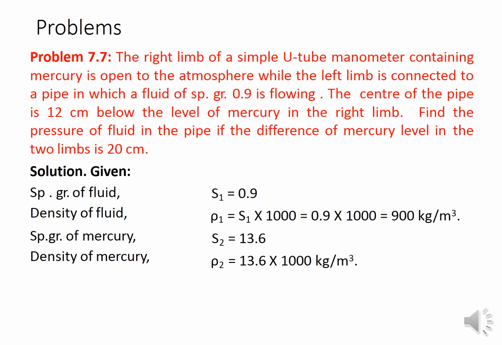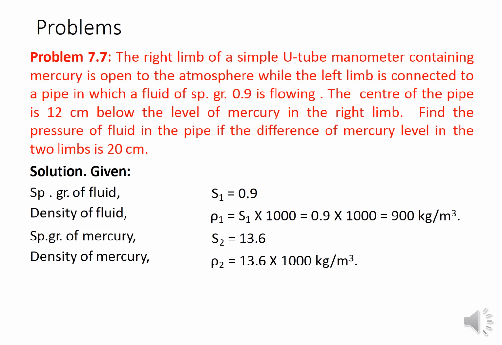Just we'll solve one problem. A right limb of a U-tube manometer containing mercury is open to the atmosphere, while the left limb is connected to a pipe in which a fluid of specific gravity 0.9. 0.9 is the specific gravity of a fluid which is in this pipe. The center of the pipe is 12 centimeter below the level of mercury in the right limb. Find the pressure of liquid in the pipe if the difference of mercury level in the two limbs is 20 centimeter. So you need to draw the figure very neatly.